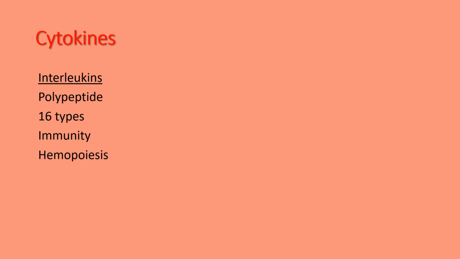Here we are going to discuss the important cytokines. Interleukin is a polypeptide type of cytokine. There are 16 types: interleukin 1, 2, 3 and so on. It is important for immunity. It is an important immunity mediator, and it also plays an important role in hemopoiesis, the production of WBC, RBC and platelets. It has an important mediator role in fever and inflammation.